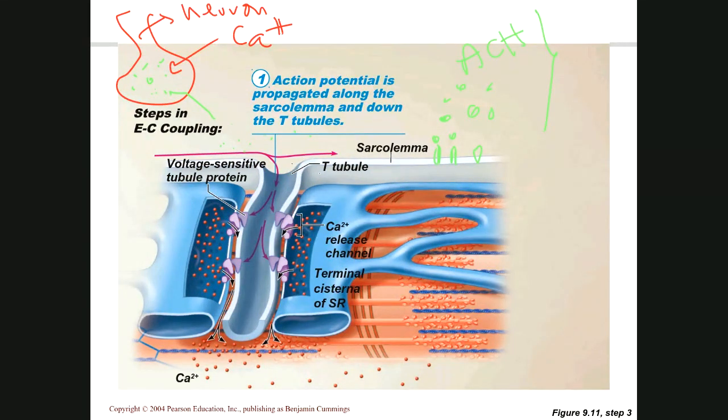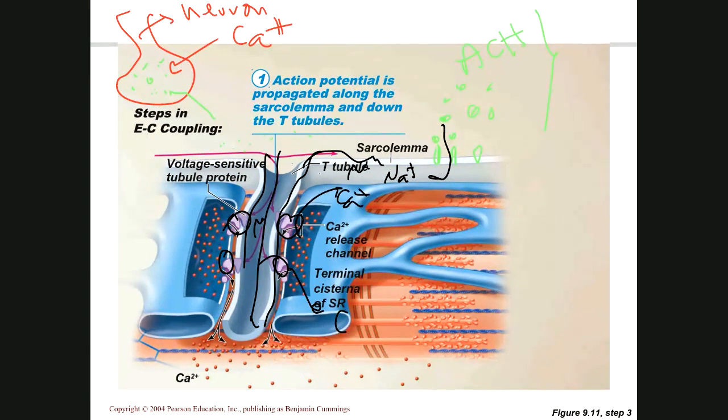The receptor opens and sodium goes inside the cell. Sodium begins to travel through the cell and begins to go down the T-tubules, causing depolarization of the membranes of the T-tubules. That depolarization is going to open calcium channels found in the cisternae, and that's going to cause calcium ions to escape into the interior of the cell from the storage area.